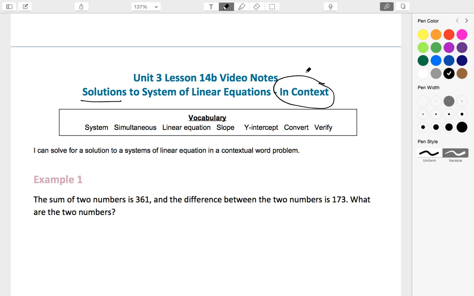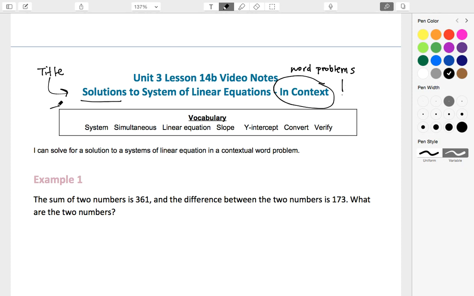to now not only just solve for x or solve for y, but actually understand the meaning behind the x and y values, okay? So in other words, this is more focused on word problems, okay? And so our variables are going to be more than just values. We're actually going to have to understand what x represents in an equation and what y represents in an equation, okay? So make sure you title your notes solutions to systems of linear equations in context.